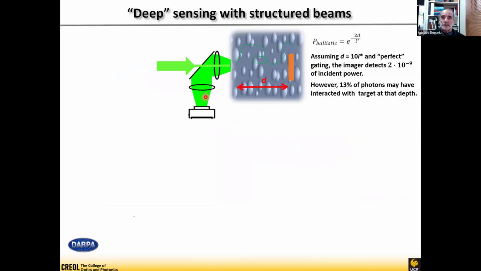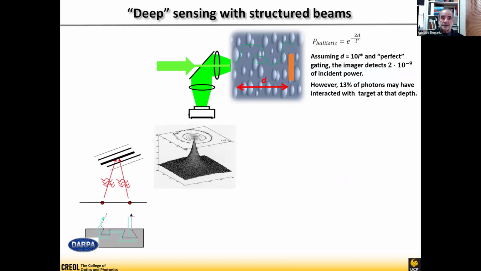Another example: you have a target embedded into a highly diffusive medium. The actual depth is 10 mean free paths. So only 10 to minus 9 photons reach and detect this level. However, 13% of that might have reached this level. So the question is, how do I detect the presence of such a target? This is a very important problem in both water and non-water.